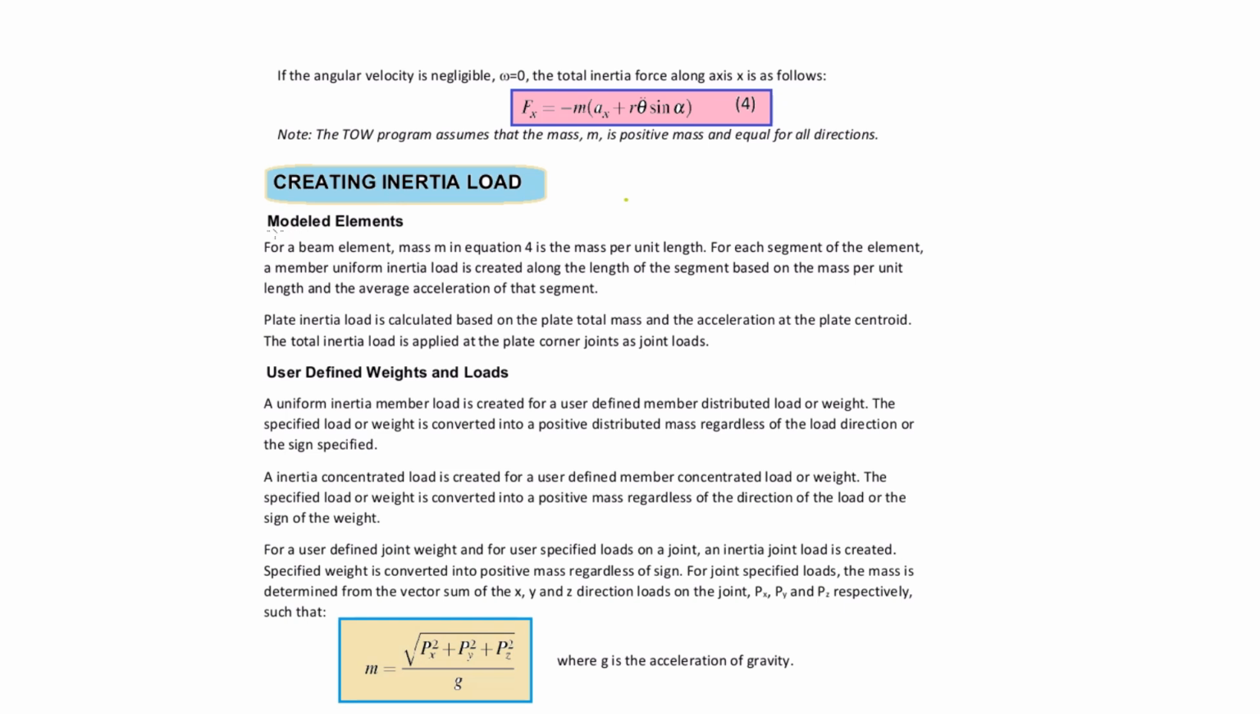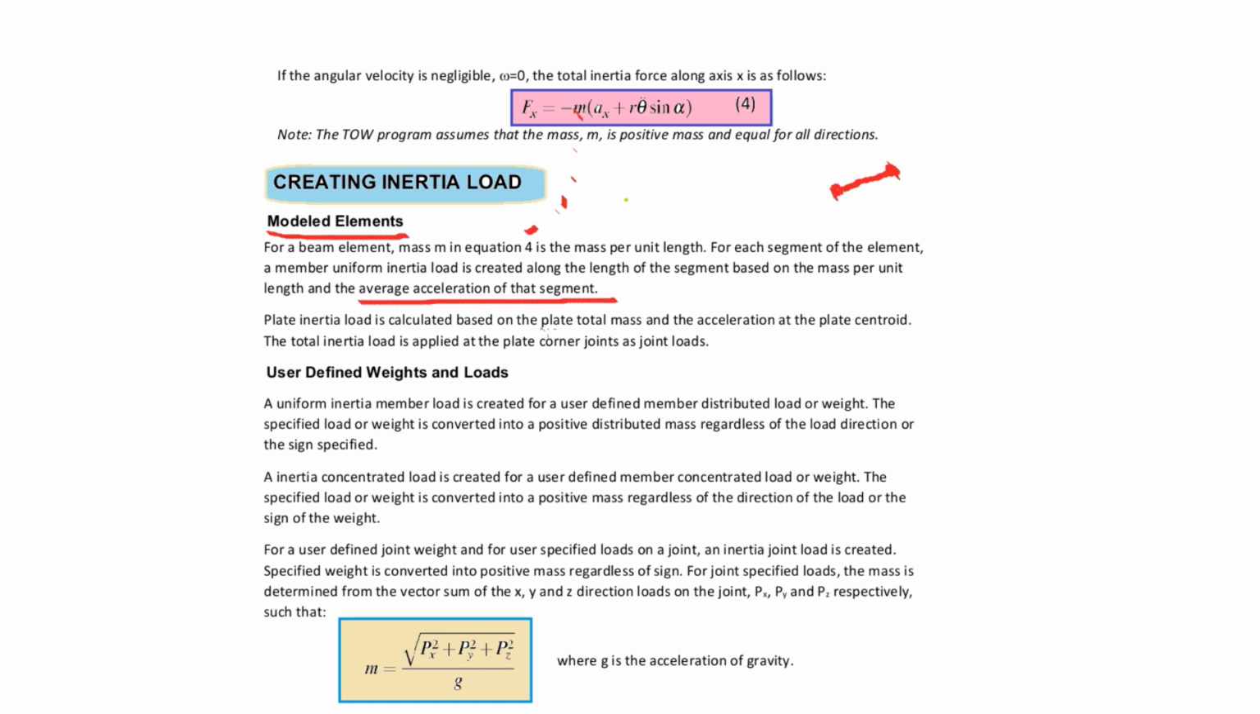If you see here the modeled elements in the program, we can model some elements. If a beam element is modeled, mass m in equation 4 is a mass per unit length, and for each segment of the element a uniform member inertial load is created along the length of the segment based on the mass per unit length and average acceleration of the segment. If the member is like this with two joints, it will take the average acceleration at these two positions, and then it will calculate the mass of the segment.